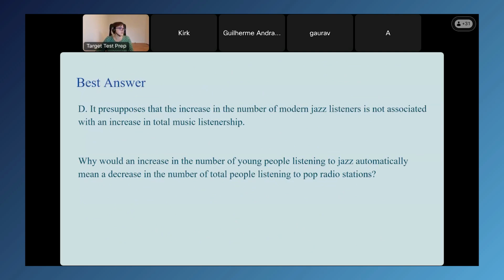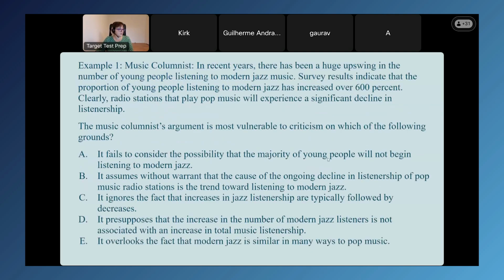Yeah, of course. So our conclusion is that radio stations that play pop music will experience a significant decline in listenership, and that's based on the fact that jazz music has seen a huge upswing in listeners. B is talking about the wrong timeline. It assumes without warrant that the cause of the ongoing decline in listenership of pop music radio stations is the trend towards listening to modern jazz.